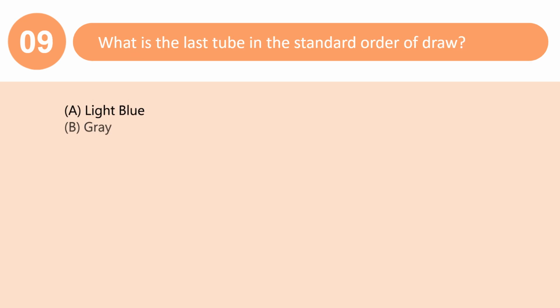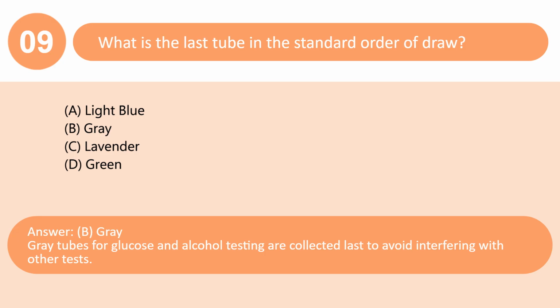What is the last tube in the standard order of draw? A. Light blue. B. Gray. C. Lavender. D. Green. Answer: B. Gray. Gray tubes for glucose and alcohol testing are collected last to avoid interfering with other tests.